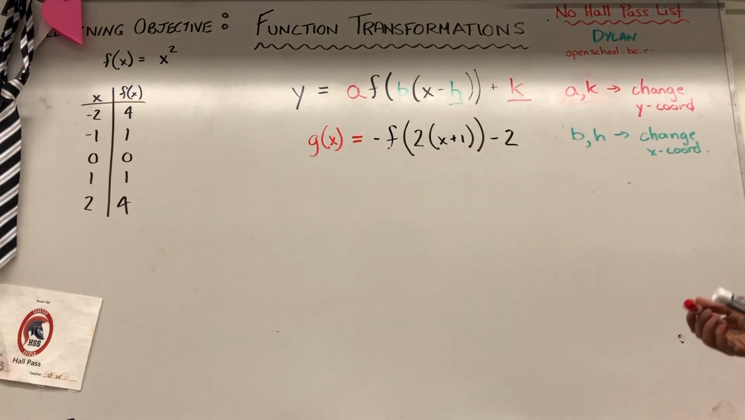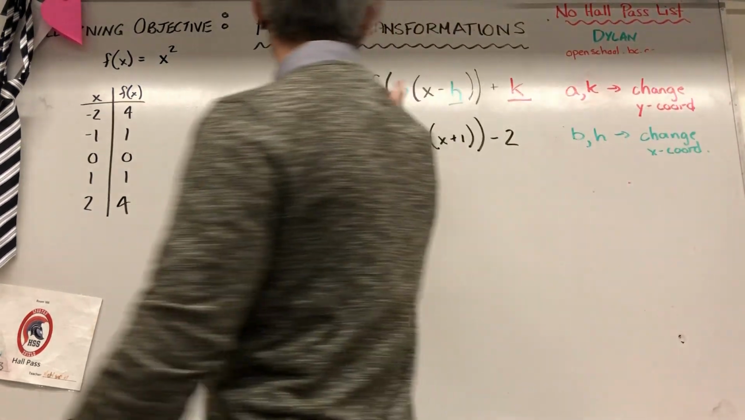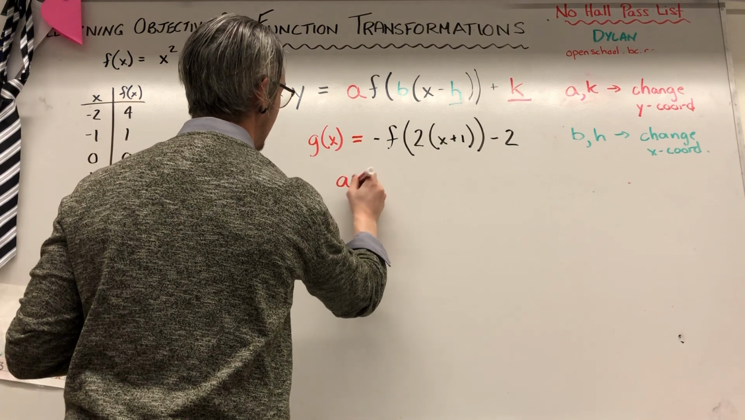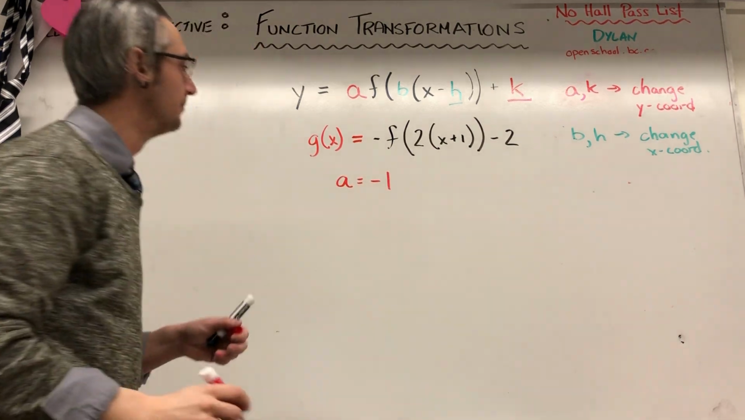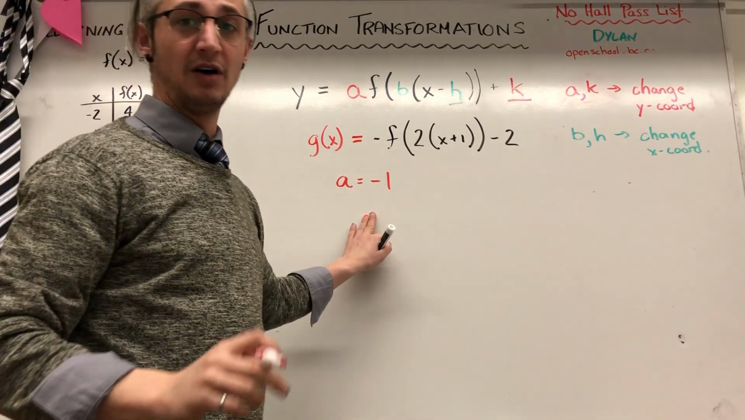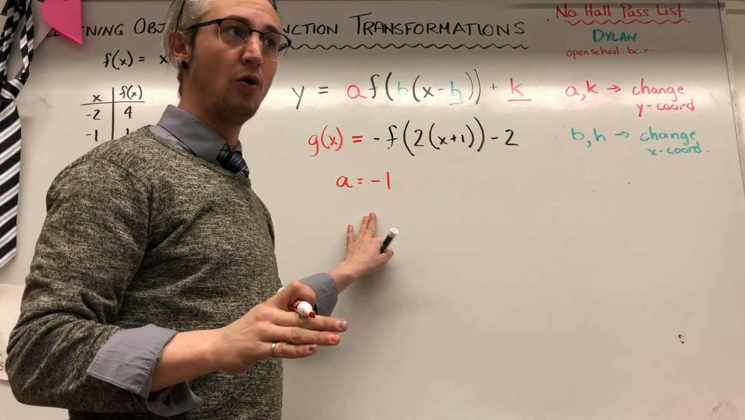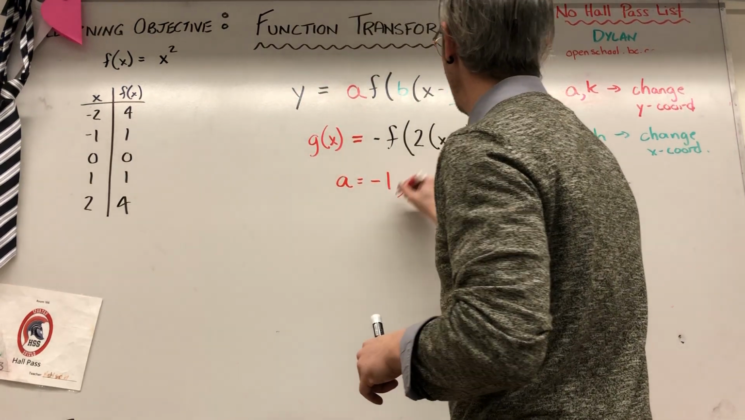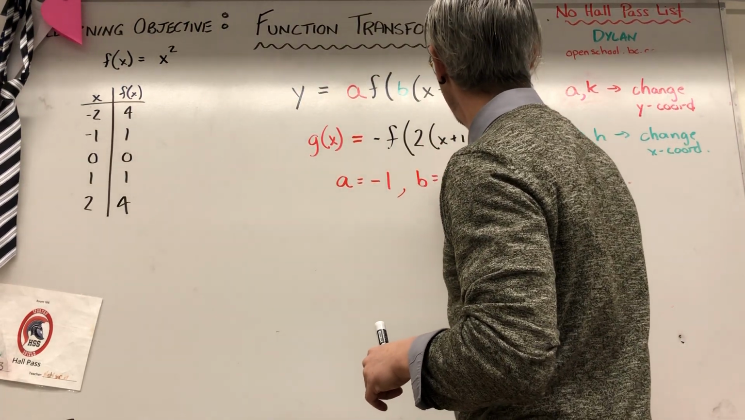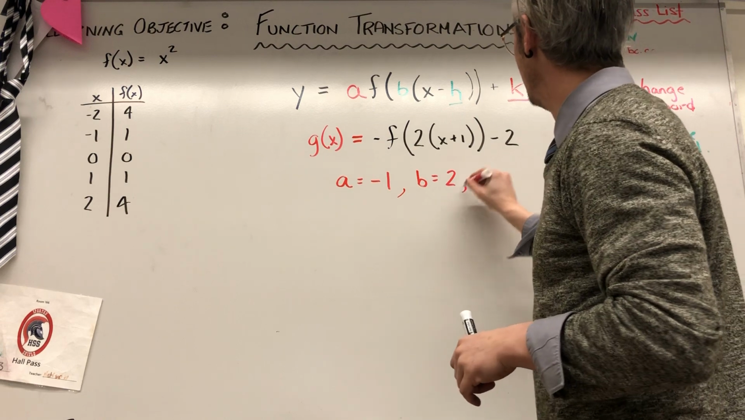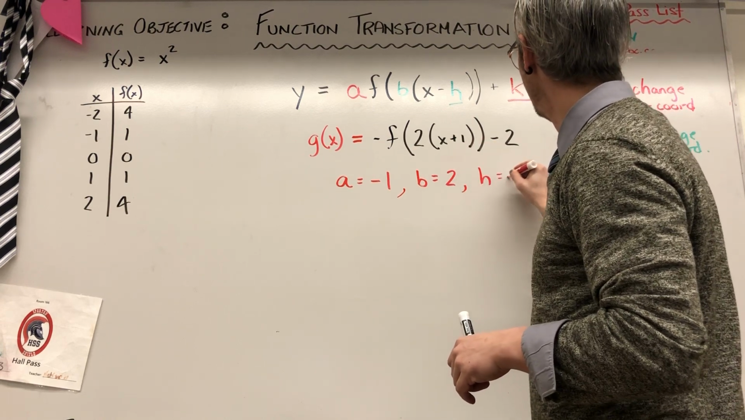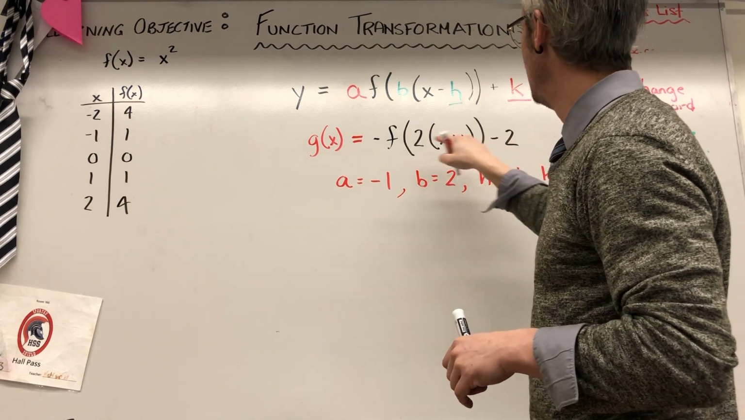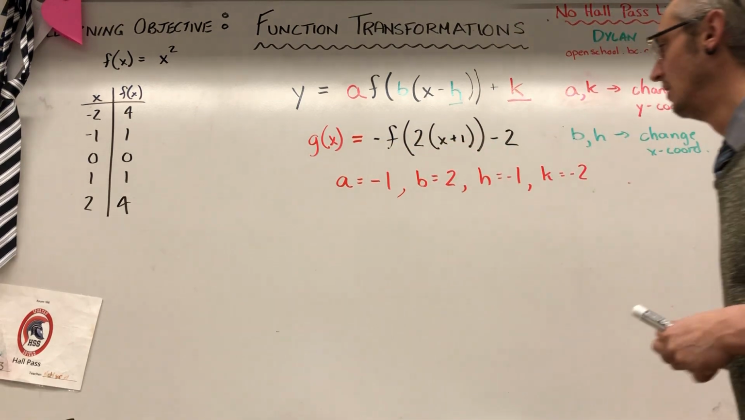Okay? So the first thing I'm going to want to do is identify what all of my letters are in this function. So I got an a. A is negative 1. The absolute value of a is 1, so I'm actually not going to be stretching or compressing it, but I will be reflecting it. And I have a b of 2, and I have an h of negative 1, and a k of negative 2. K, H, B, A.